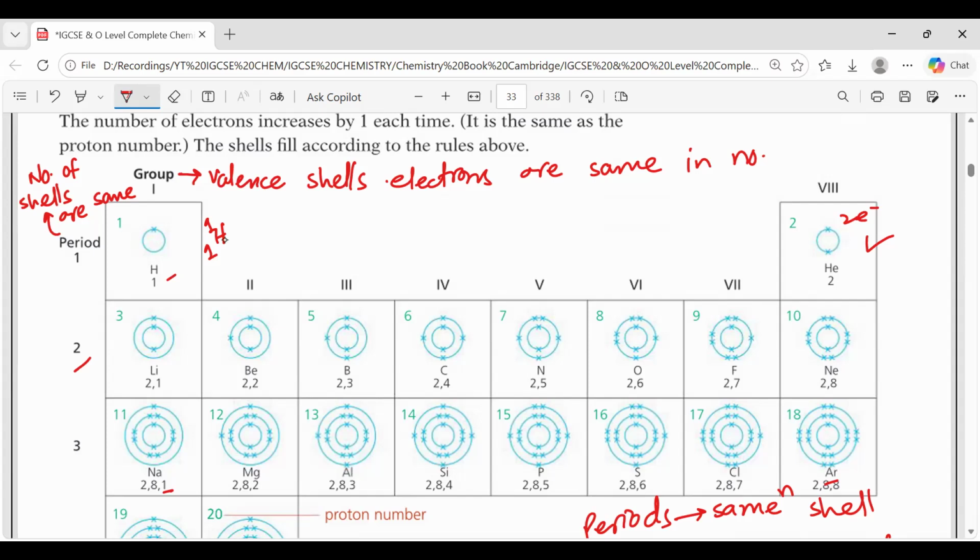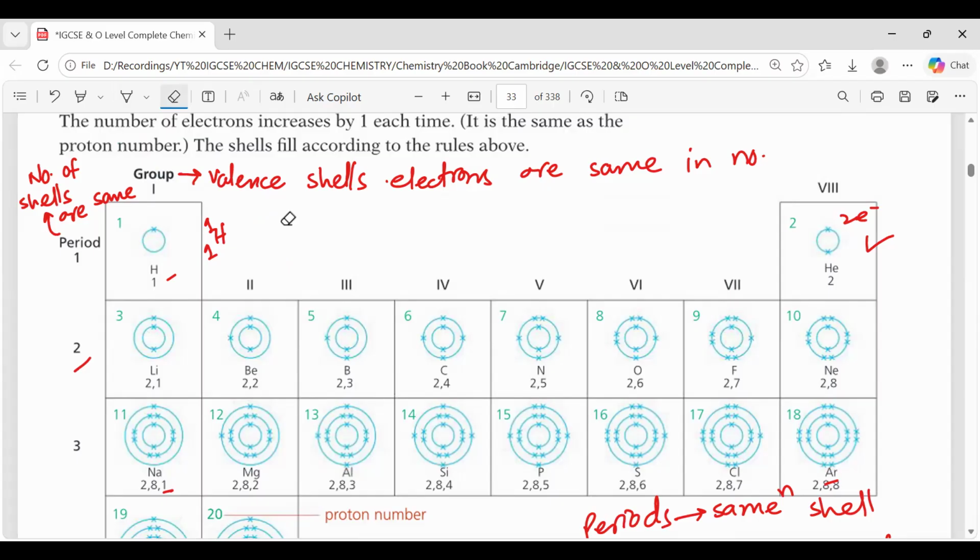In hydrogen, how many neutrons are there? One? If there is one neutron, you know what the atomic mass will be? Its atomic mass will be two. But this is not the atomic mass.